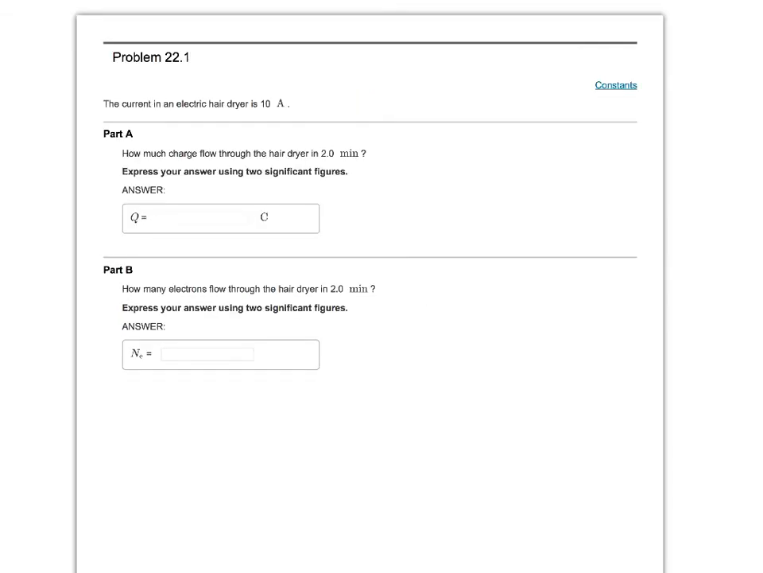For this problem, we have a hairdryer that's drawing a current of 10 amps, and the first question we want to know is how much charge flows through the hairdryer in 2 minutes. So we know that current is equal to the amount of charge, delta Q, over the time. So we can just plug in these numbers that we know here. We know our current is 10 amps.